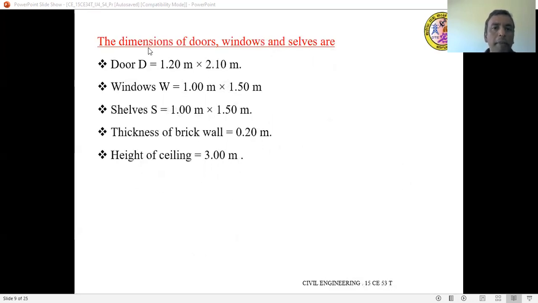Okay, the dimensions of doors, windows and shelves are given in the problem. Door dimension is 1.2 meter width and 2.1 meter height. Window W is equal to 1 meter by 1.5 meter. Shelf is 1 meter by 1.5 meter. Thickness of brick wall is equal to 0.2 meter. Height of ceiling is equal to 3 meter. The second dimension shows the height of the doors, windows and shelves.